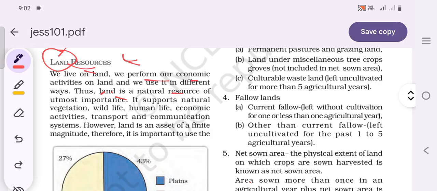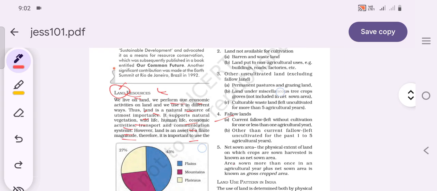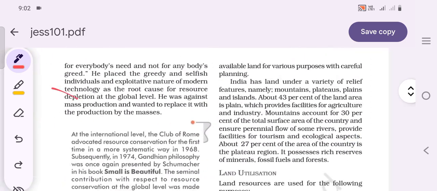Thus, land is a natural resource of utmost importance. It supports natural vegetation, wildlife, human life, economic activities, transport, and communication systems. So it supports all those economic spheres, and it is more important and more valuable than we think, right? However, land is an asset of finite magnitude, therefore it is important to use the available land for various purposes with careful planning. We should plan that on this plot of land I have to do agriculture, on this plot irrigation, on this plot manufacturing and some industries. Like that, we need to plan carefully so that the land can be equally distributed and not be let to any harm or danger.